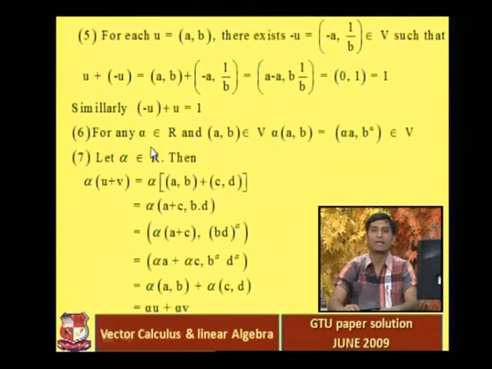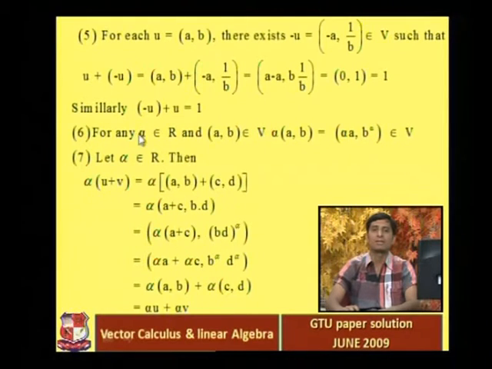Next condition: for any alpha belonging to R and (a, b) belonging to V, alpha into (a, b) is equal to (alpha a, b raised to alpha), which belongs to V. Okay, so let alpha belong to R, then alpha into (u plus v) is equal to alpha into ((a, b) plus (c, d)), that is equal to alpha into (a plus c, b into d). You can easily understand what it says, right? Here we use scalar multiplication, that is alpha into a.